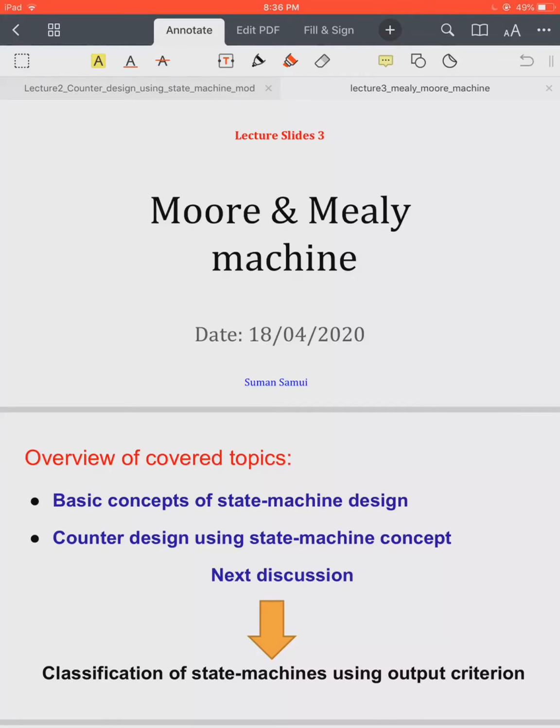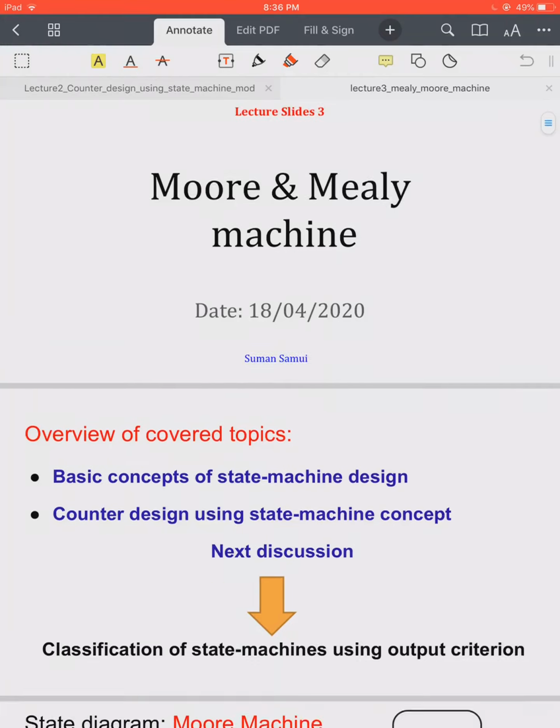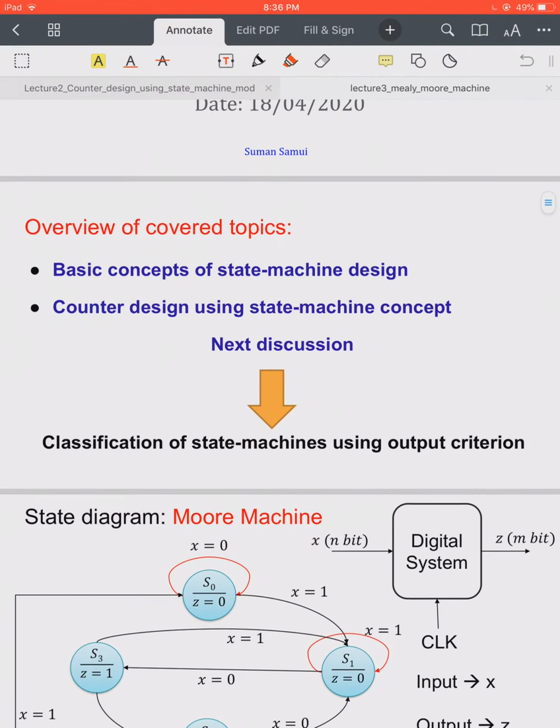So today I'm going to discuss the Moore and Mealy machine. We already discussed the basic concepts of state machine design. We covered how to design any arbitrary sequence counter using the concept of state machine, right?